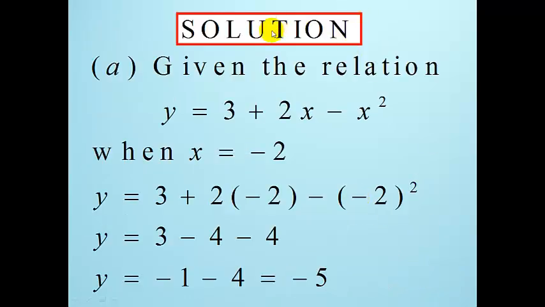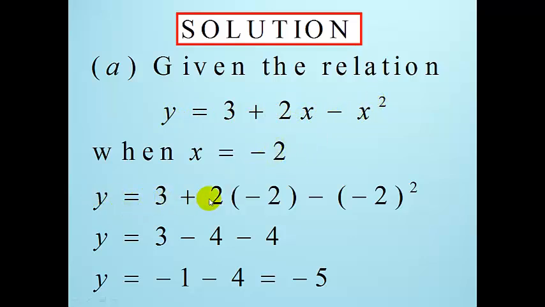Now, solution. We are given the relation y equals 3 plus 2x minus x squared. So we need to find the corresponding values of y for the corresponding values of x. Now, when x equals minus 2, it means that wherever you see x in the relation y equals 3 plus 2x minus x squared, we substitute it by minus 2.